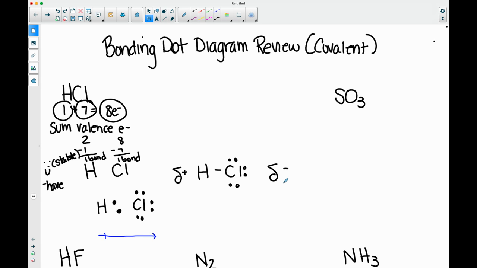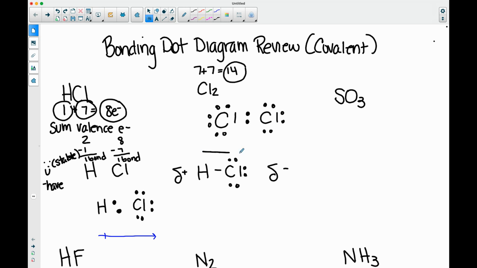If we wanted to draw the dot diagram for Cl2, again, we're going to take the sum of our valence electrons, Cl plus Cl, means that we have 14 electrons in our structure. We already said that Cl makes 1 bond. That means that each atom puts 1 electron into the sharing pool. That means that we've used 2 of our 14 electrons. 12 remaining get separated, 6 and 6.